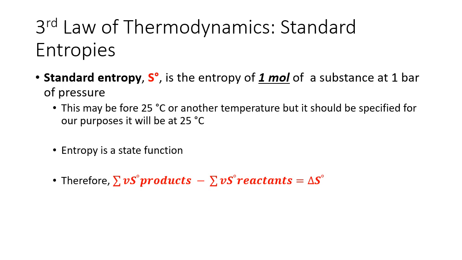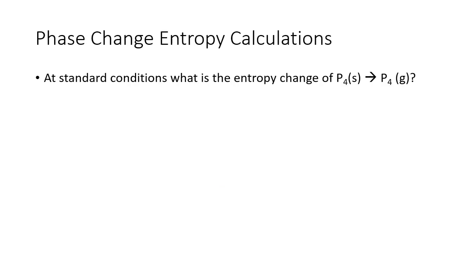Okay, entropy is a state function. So the sum of the standard entropies of the products minus the sum of the standard entropies of the reactants will be equal to the change in the standard entropy, which hopefully you're looking at and going, that is suspiciously like Hess's law. And you are correct. As long as it's a state function, it shouldn't matter what path you take, you will still get the same value for the change in entropy, just like you did for the change in enthalpy. Cool. Okay, so let's apply this information.